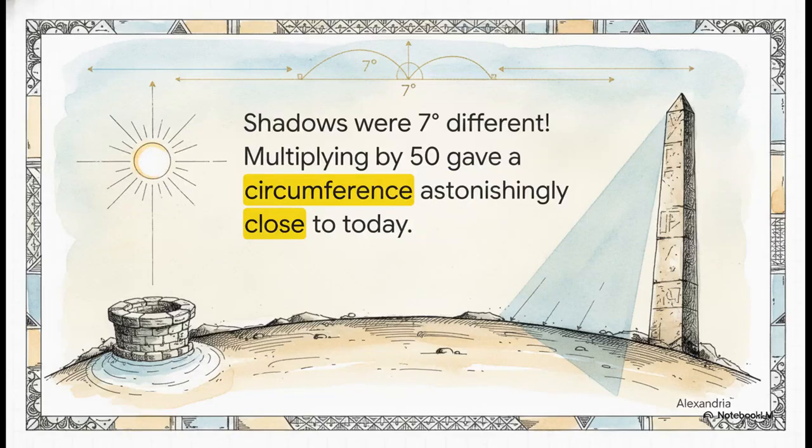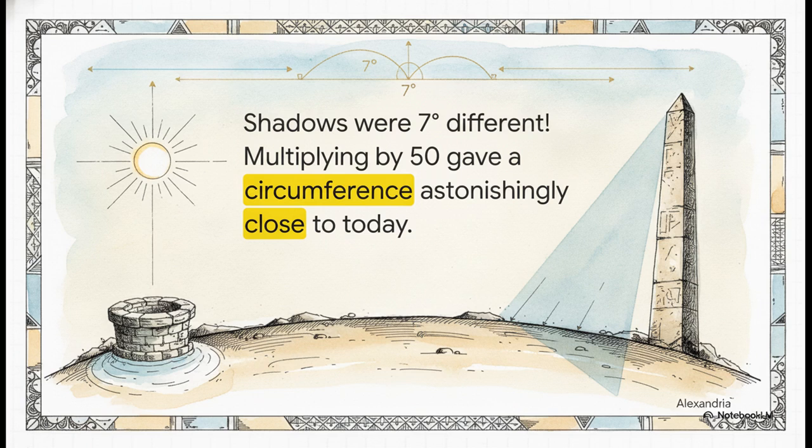I absolutely love the story of Eratosthenes because it's just brilliantly simple. He noticed that on June 21st, in the town of Syene, he could see the sun's reflection at the very bottom of a deep well. That meant the sun was directly overhead. But 800 kilometers north in Alexandria, at the exact same time, the sun was casting a shadow at an angle of about 7 degrees. Now think about it.